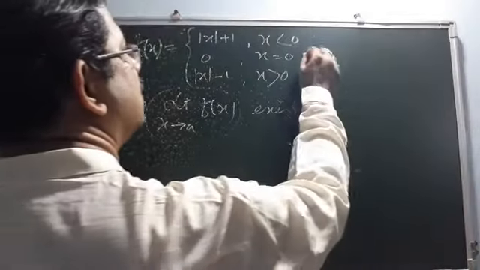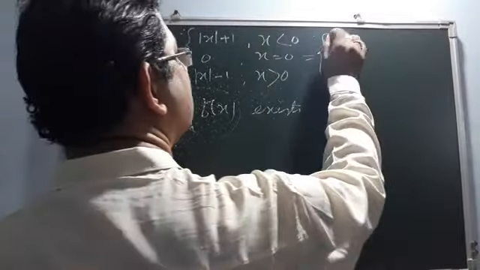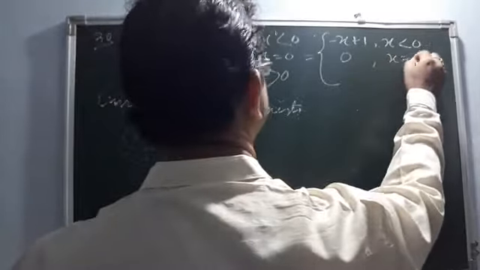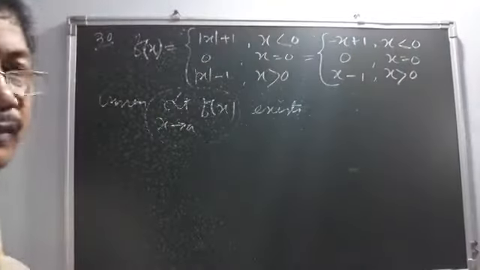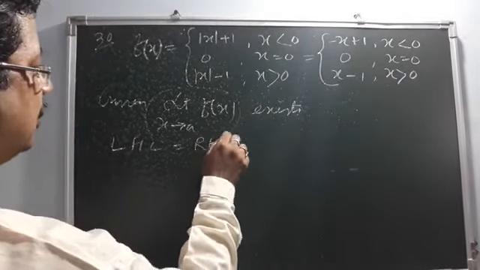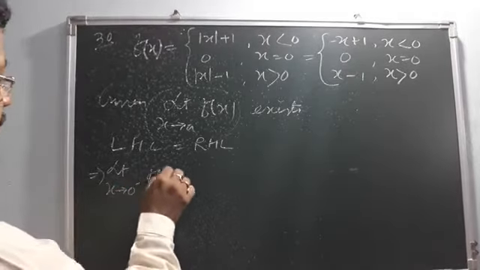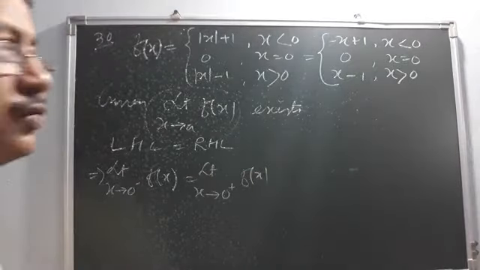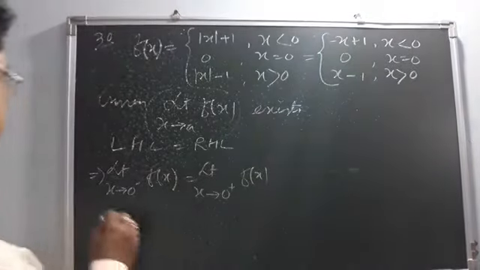Now students, I want to modify this a little bit. If x is less than 0, then modulus x will turn into minus x. This is 0 if x is 0. If x is greater than 0, modulus x becomes x only. Now let's see if the limit exists. Of course LHL will be equal to RHL. What is LHL? Limit x tends to 0 minus f(x) is equal to limit x tends to 0 plus f(x). 0 minus means a little bit less than 0. If x is a little bit less than 0, then f(x) is minus x plus 1.